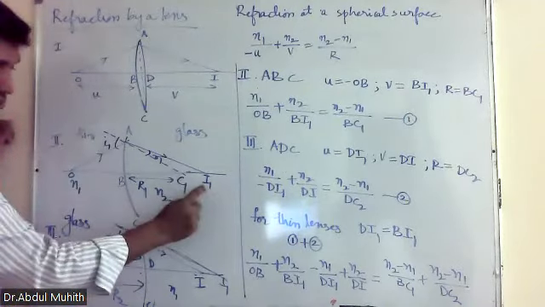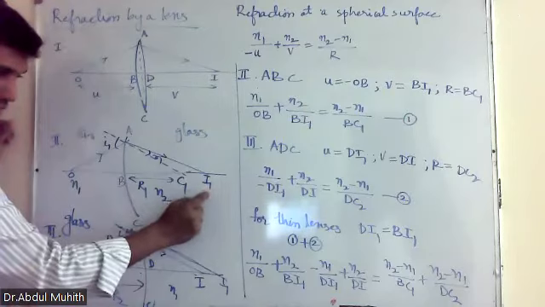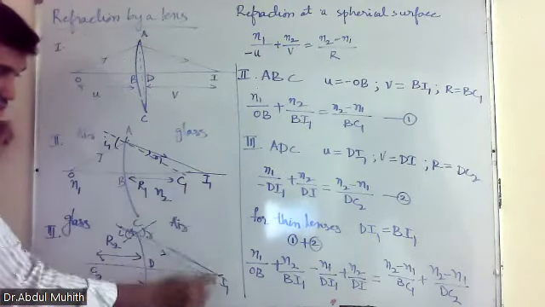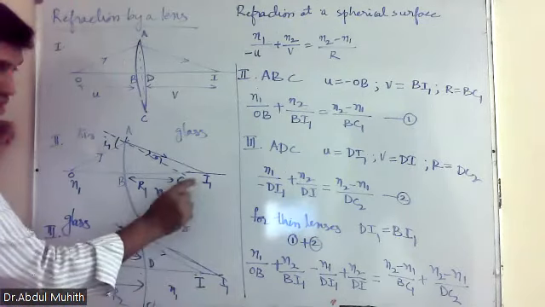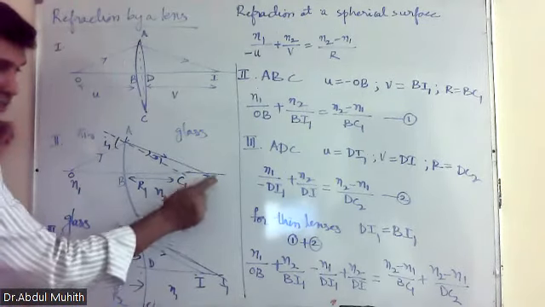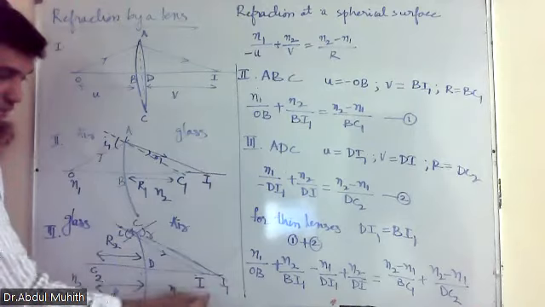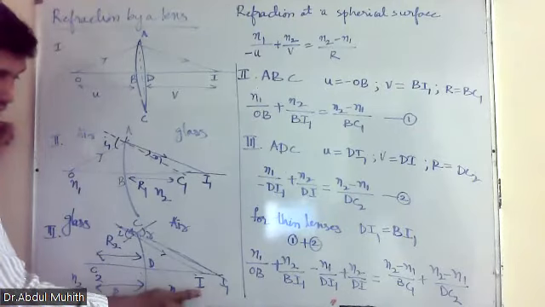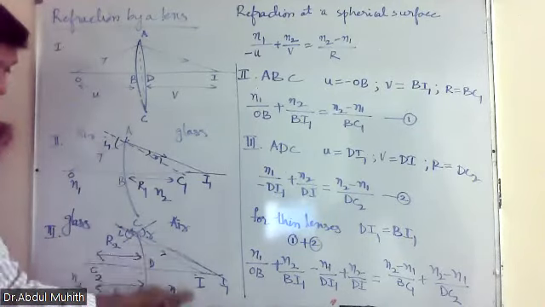The image of the first surface acts like an object for the second one, and the final image is found here. This is a virtual image. Sorry, this is a real image of the first diagram. Understood now?